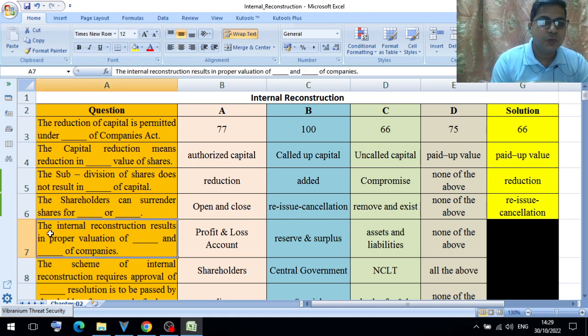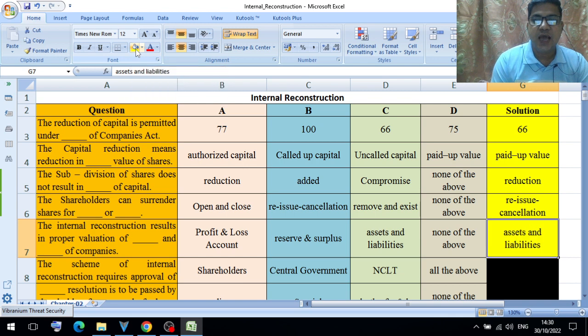Next question. The internal reconstruction results in proper valuation of dash and dash of companies. Option A, profit and loss account. Option B, reserve and surplus. Option C, assets and liabilities. Option D, none of the above. Here, the appropriate answer is assets and liabilities.